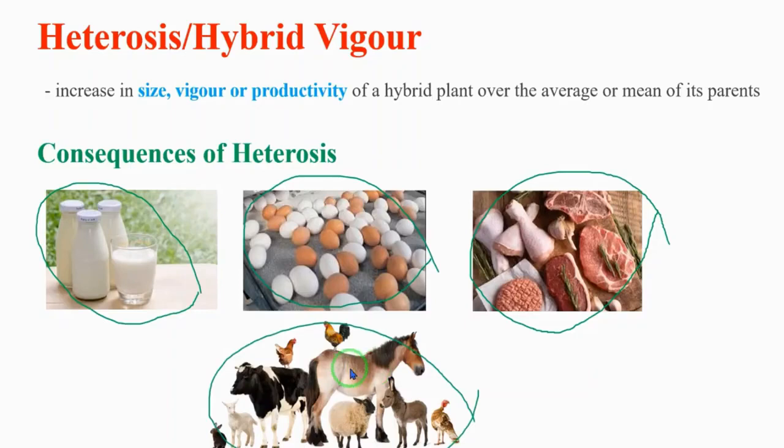So what are the effects of hybrid vigor? Increased production of milk by cattle, then increased production of egg by poultry. Then third one, high quality of meat is produced. Fourth one is increased growth rate in domesticated animals.